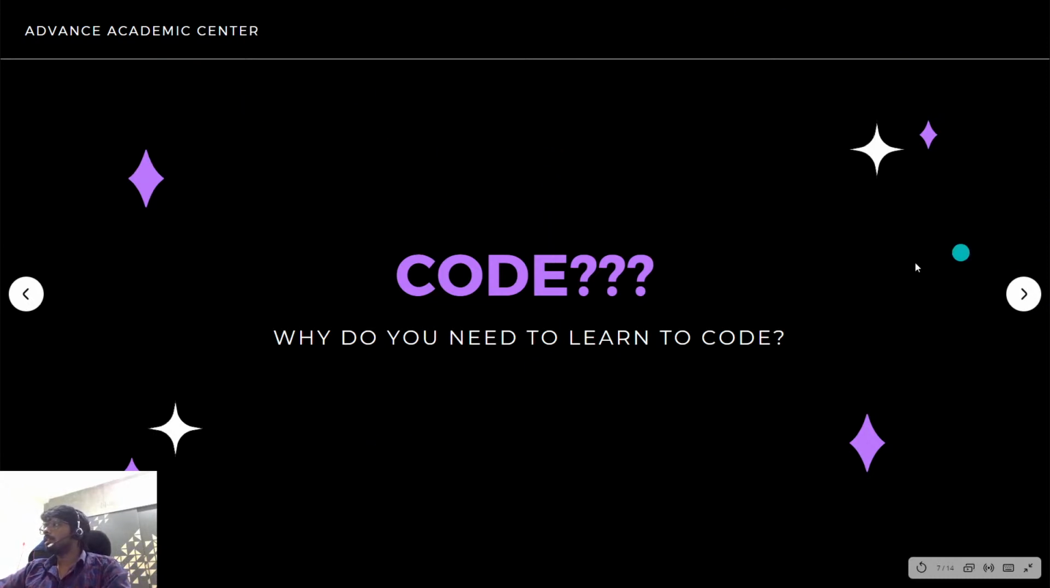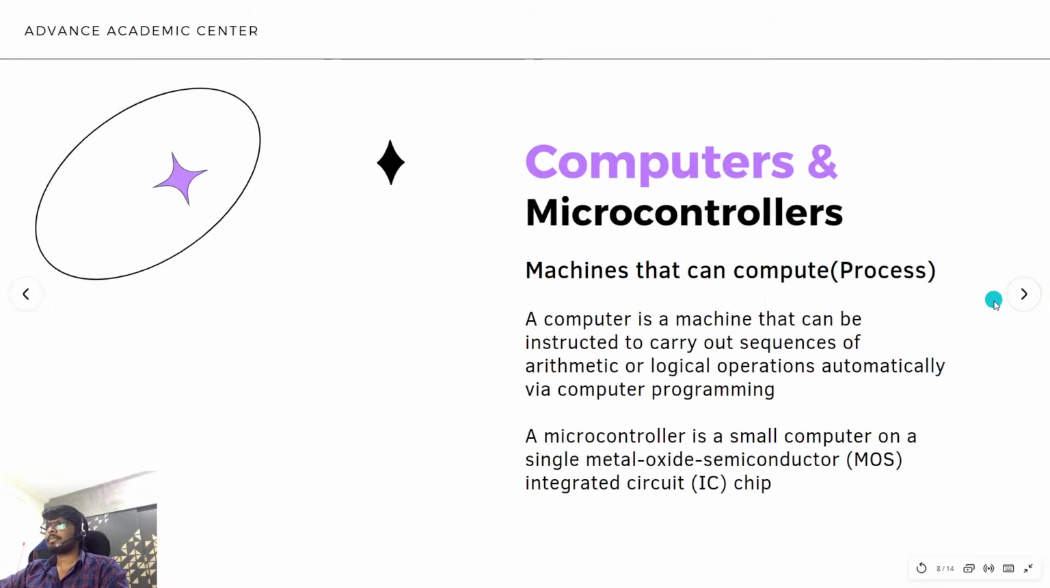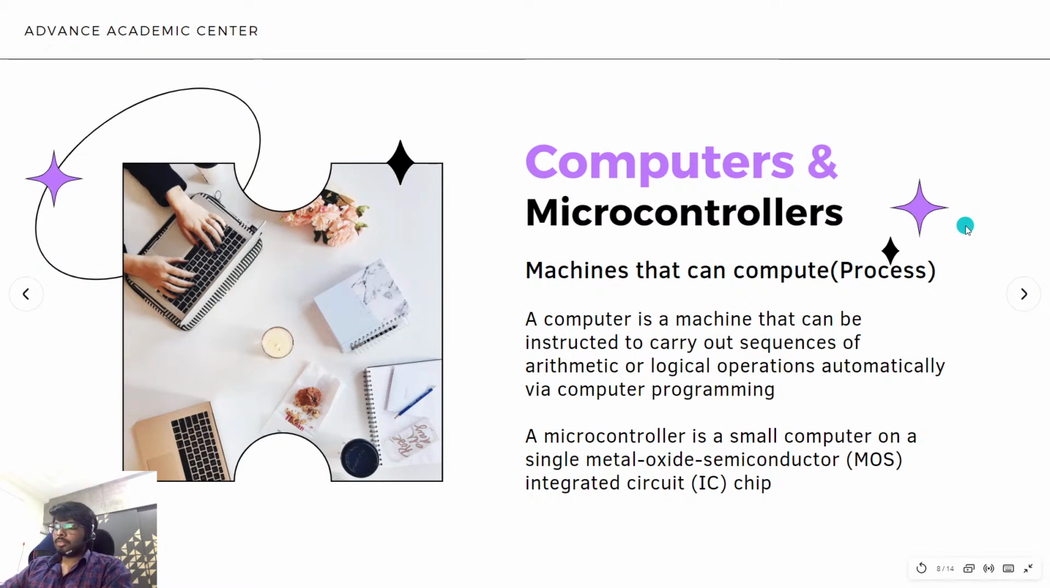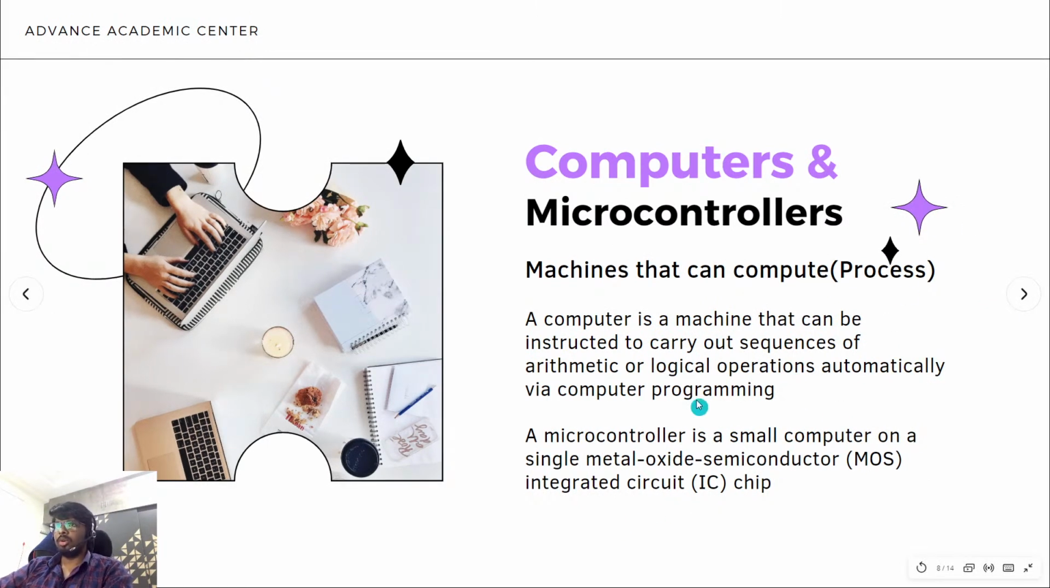Yeah. So let's get into the next slide. Now we know the reason why we need to learn to code. So now we'll get into the general introduction of computers and microcontrollers. I think you all know what computers are and also what microcontrollers are. Do you know what microcontrollers are?